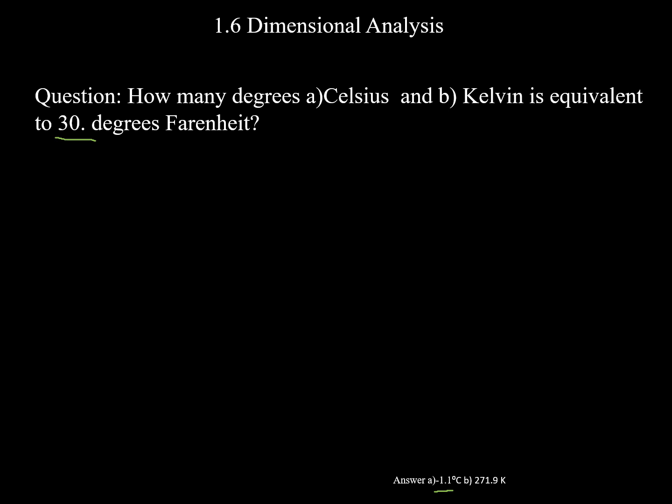A reminder, you also have the online Sapling homework, which you can also get practice with, how to convert from Fahrenheit to Celsius. Once you've established how many degrees Celsius, you can convert it to Kelvin by adding 273 to your Celsius value. So you would add 273 to the negative 1.1 to get you your Kelvin value.